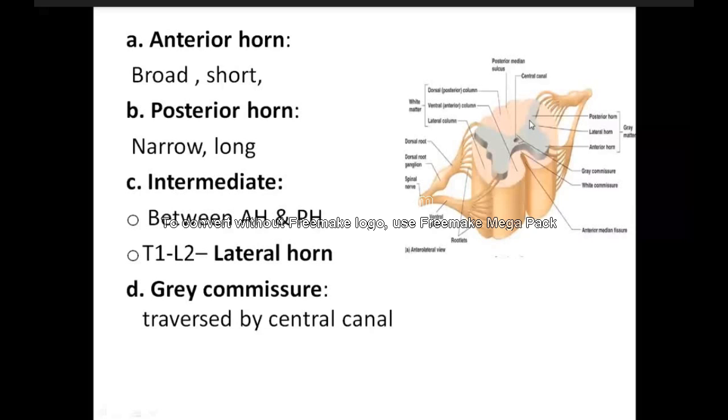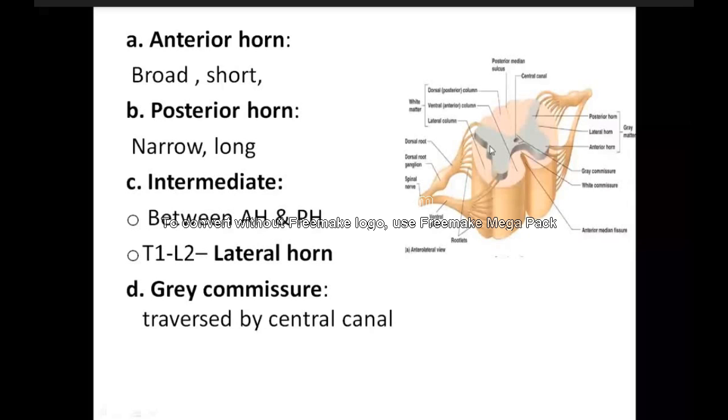Your intermediate area, especially in the thoracic region, from T1 to L2, is also known as the lateral horn. So this area is known as the lateral horn. It is found especially in the thoracic region.